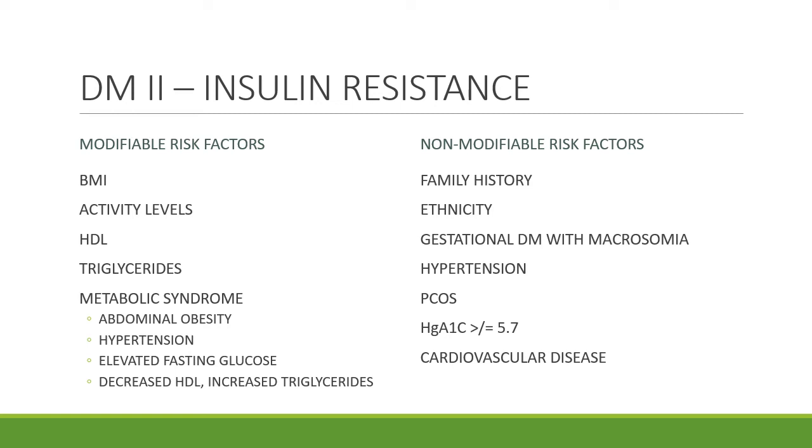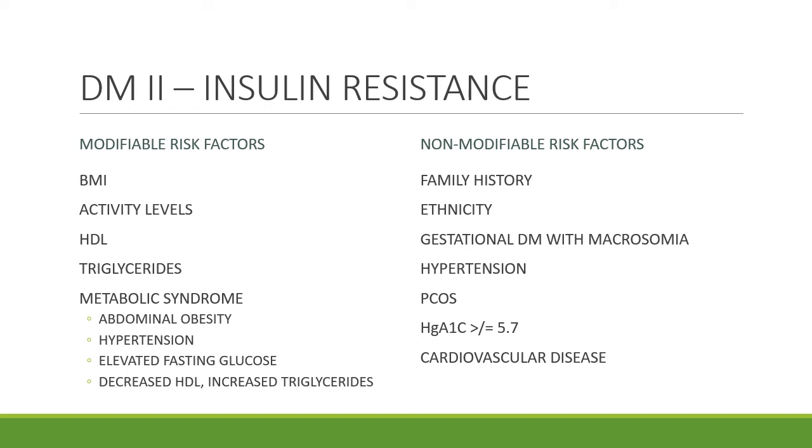Diabetes type 1 is typically caused by an autoimmune disorder. Diabetes type 2, however, is caused by both non-modifiable and modifiable risk factors. Modifiable risk factors include a BMI greater than 26, but the risk really increases if the BMI is greater than 30. Physical inactivity, a low HDL, an elevated triglyceride, and then the development of metabolic syndrome. And metabolic syndrome is kind of all of those things: abdominal obesity, hypertension, elevated fasting glucose, decreased HDL, increased triglycerides.